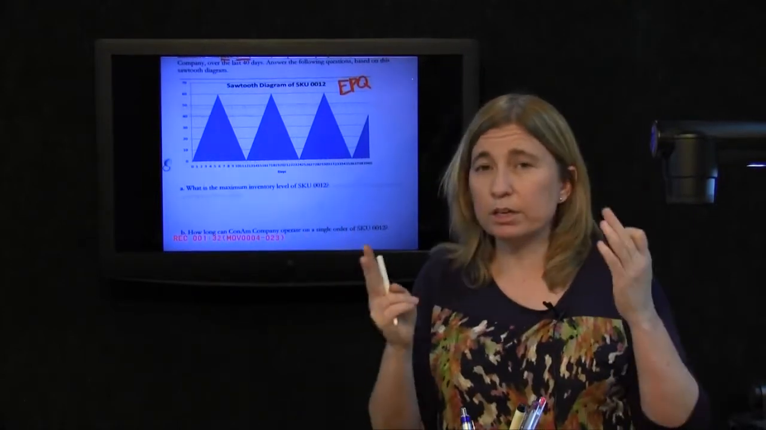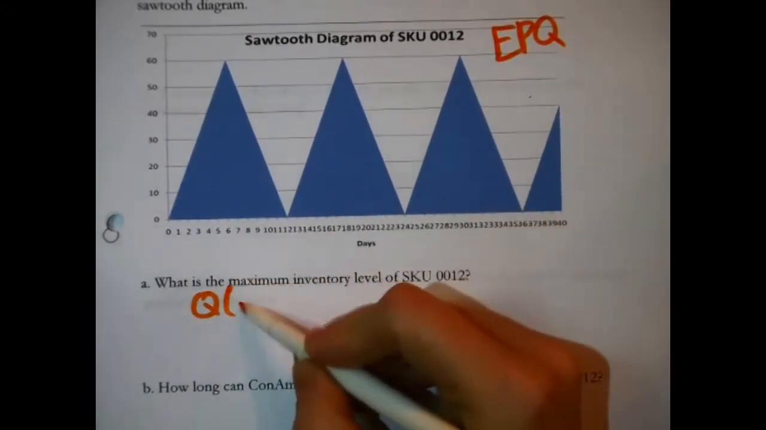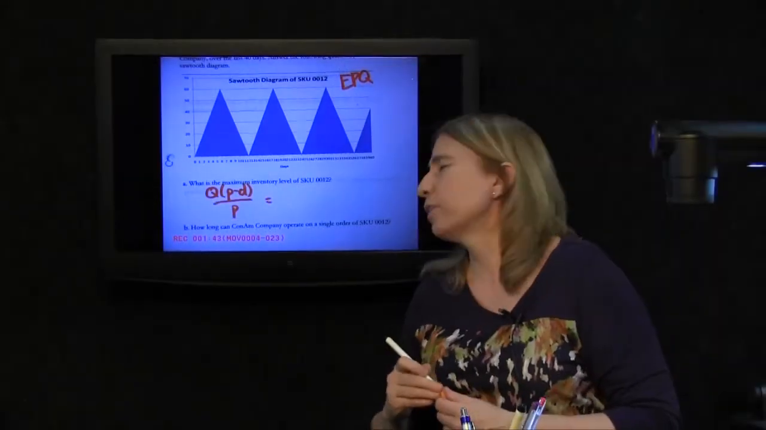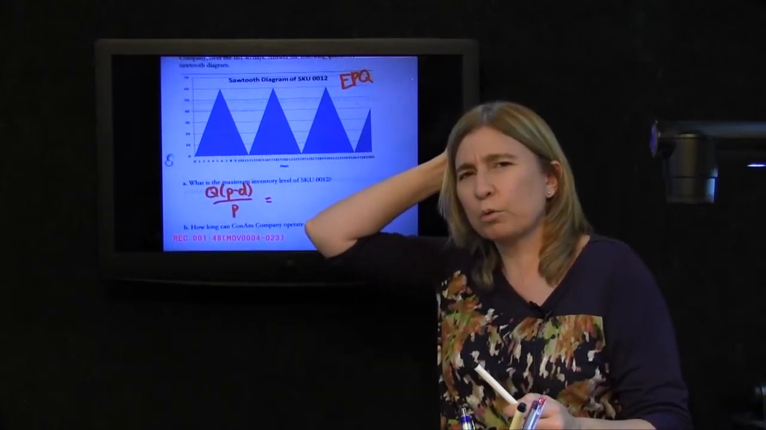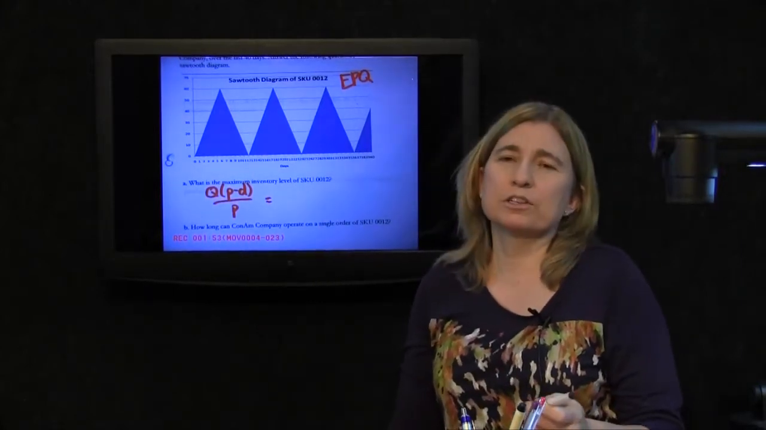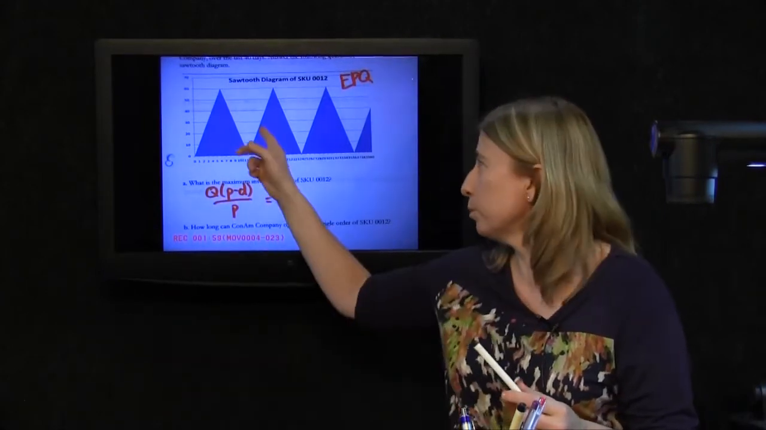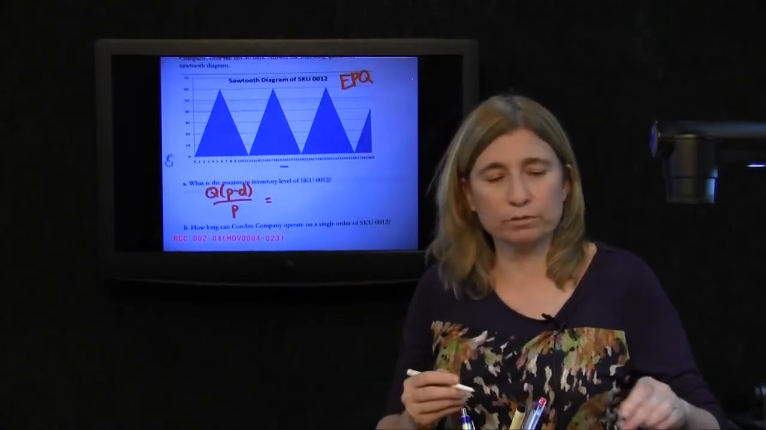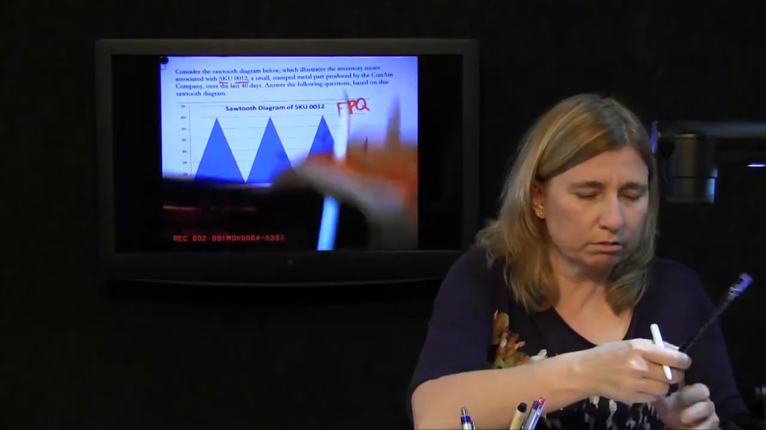And okay, for the EPQ model, that's a formula, because what you want to do is say Q times (P minus D) over P, and that gets you maximum inventory. But then you're thinking, how am I supposed to find out the production rate, the daily demand, the actual quantity? Where is that? That information's not given. Now, that information's not given because actually you don't need that formula. That is the formula for maximum inventory that would be appropriate for the EPQ model, which is exactly what we're looking at here. But speaking of looking, maximum inventory is right here.